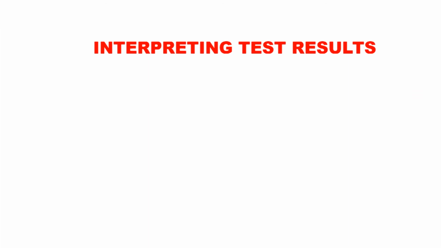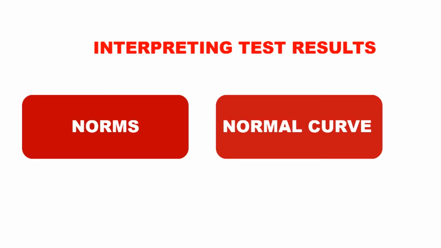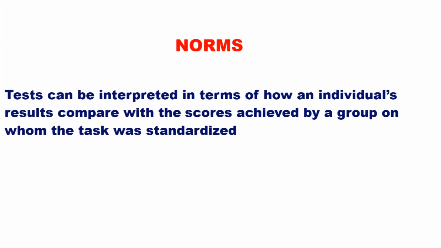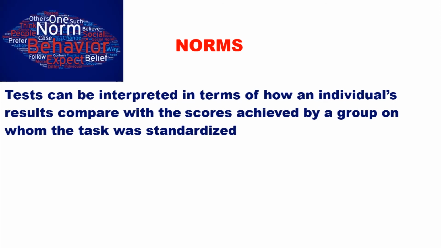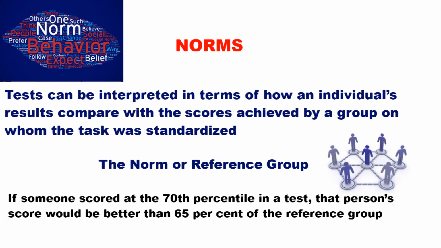Interpreting the test results. There are 2 main methods to interpret test results, and that is the use of norms and the normal curve. Norms. Tests can be interpreted in terms of how an individual's results compare with the scores achieved by a group on whom the task was standardized, the norm or reference group. Thus, if someone scored at the 70th percentile in a test, that person's score would be better than 65% of the reference group. The normal curve.